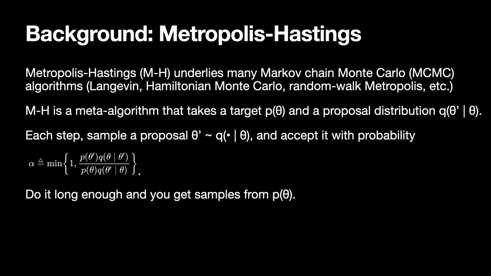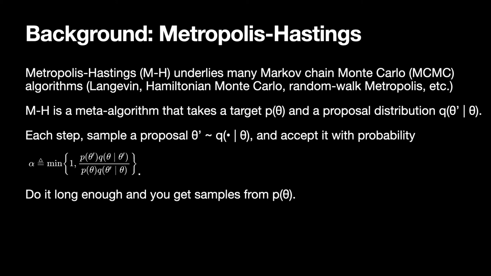It takes a target distribution, P of theta. This could be like P of theta given x if we're trying to do Bayesian inference, and a proposal distribution, which is what distinguishes different Metropolis-Hastings algorithms, which I'll call Q of theta prime given theta.